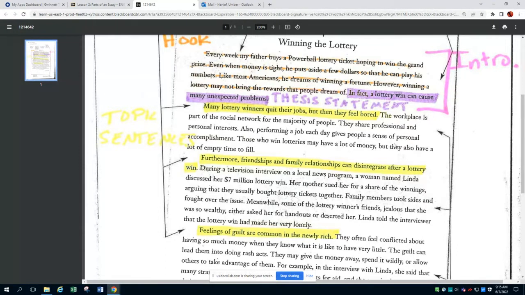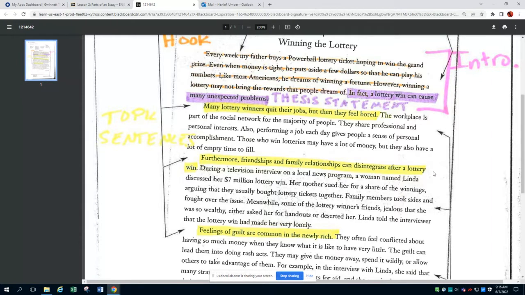What is the first unexpected problem people have when they win the lottery? Anyone, just say it. They quit their job. Okay, and what's the problem? They get bored. Okay, they get bored.